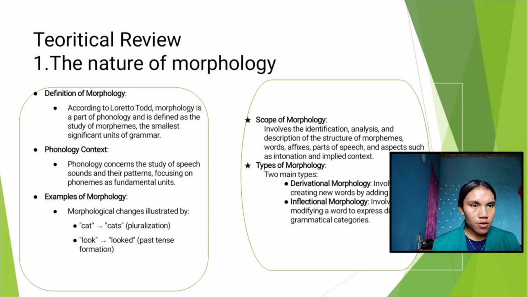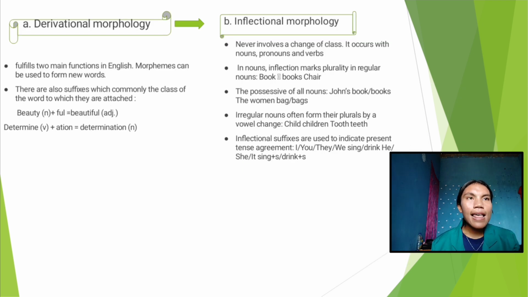Types of morphology. There are two main types of morphology. The first one is derivational morphology. It involves creating new words by adding affixes. And the second one, inflectional morphology. It involves modifying a word to express different grammatical categories. Next, let's see the derivational morphology.